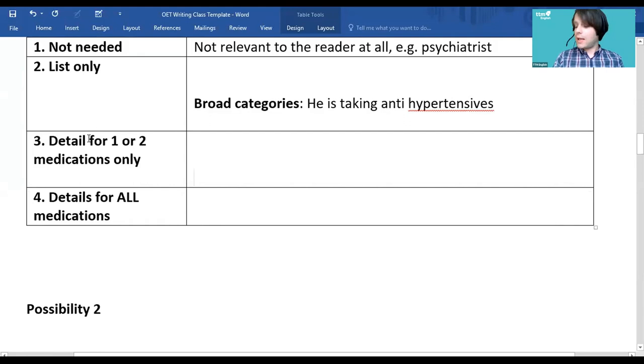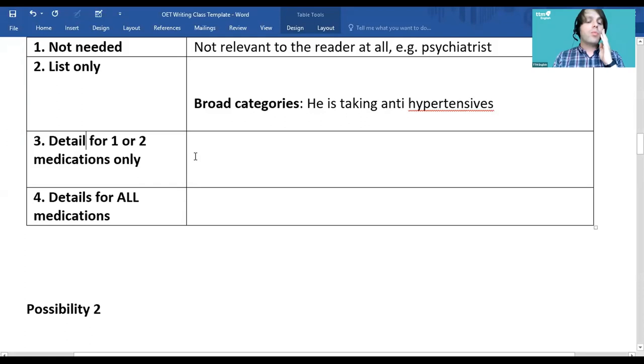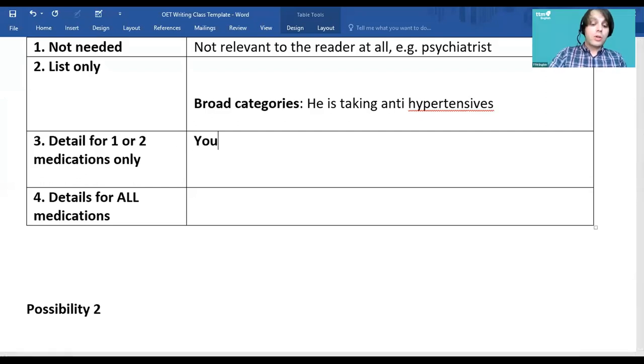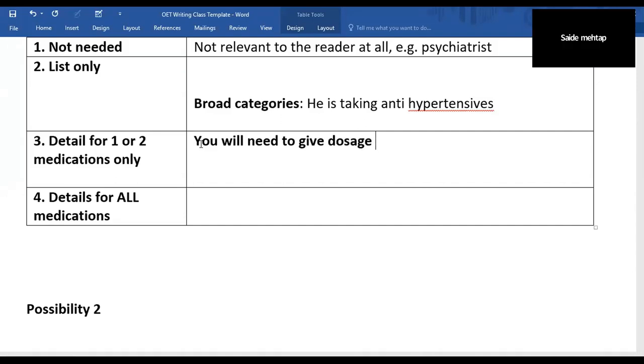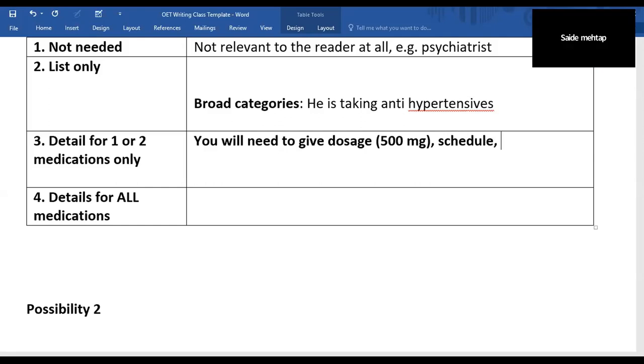What do I mean by detail? Let me ask that to Saida. What do I mean by detail here? The dosage of medication. Right. So sometimes you will need to give dosage, but also what about if I say every morning? Dosage is like 500 mg. Right. And schedule. A schedule, yes.